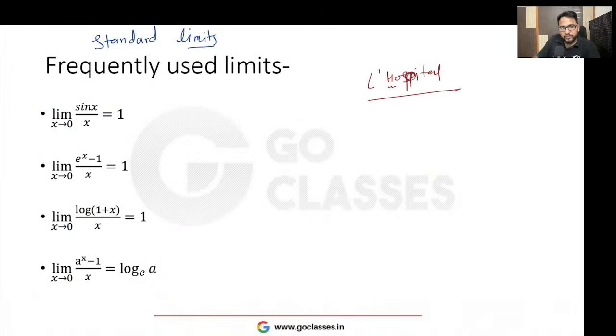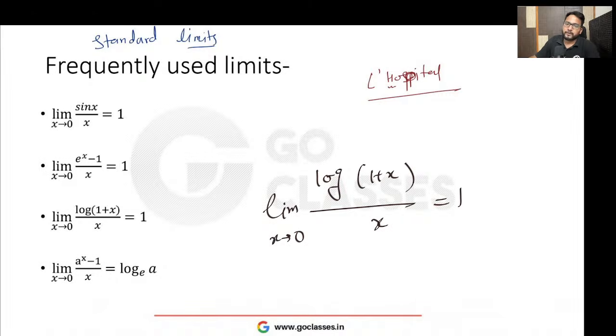And now let's see a few standard limits. Standard limit in the sense that there are a few frequently used limits that people use. So sin x upon x is 1 as x tends to 0. e to the power x minus 1 upon x is 1. And this limit is also quite useful sometimes: log of 1 plus x upon x equals 1, limit x tends to 0. Okay, so let me go to the next page. So what I'm saying here is that limit x tends to 0, log of 1 plus x upon x, is 1.